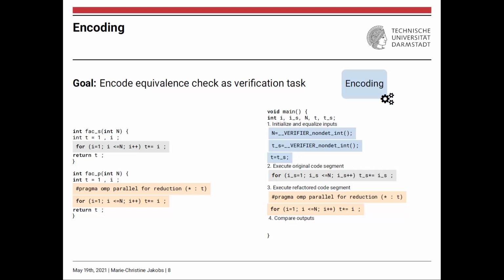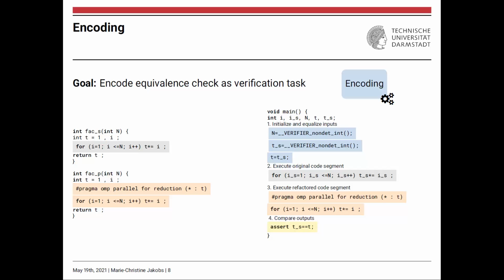So we initialize the copied variable ts with a random value. However, we also need to ensure that the input stays the same, so we cannot initialize t with an arbitrary value, but we need to ensure that it's the same as we used for the copied variable. So that is why we assign, in this case, the value of ts to t.